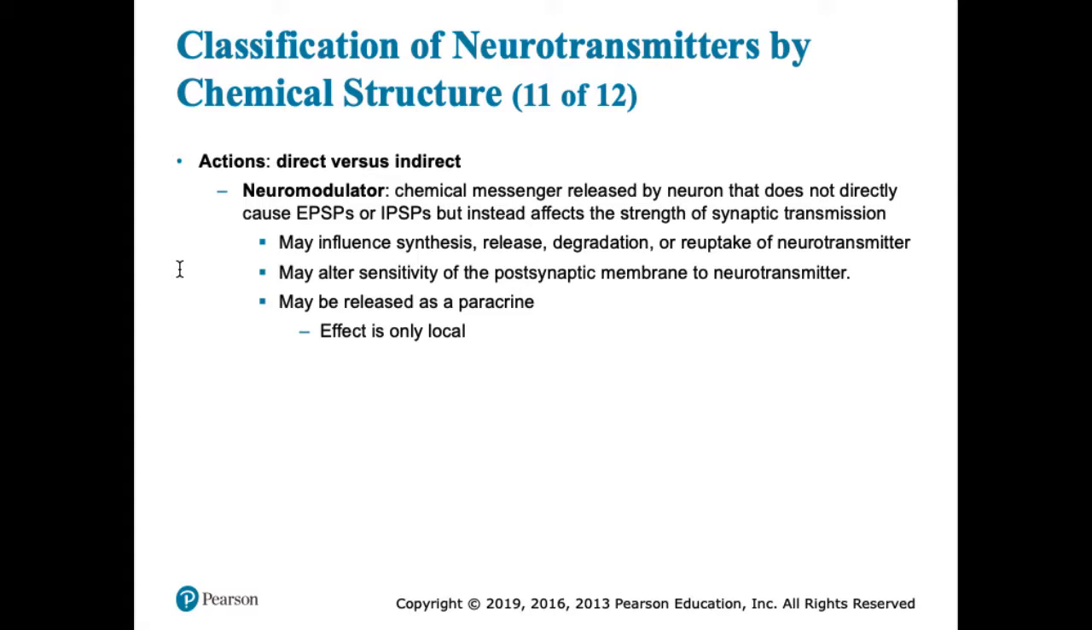A neuromodulator is a chemical messenger released by neurons that does not directly cause EPSPs or IPSPs, but instead affects the strength of synaptic transmission. So they may influence synthesis, release, degradation, or reuptake of neurotransmitter. They may alter sensitivity of the postsynaptic membrane to that neurotransmitter and may be released as a paracrine. Paracrine release, if you remember, means the effect is local.